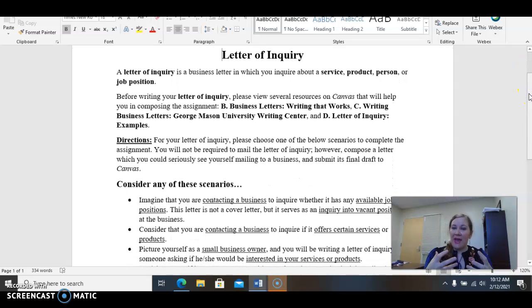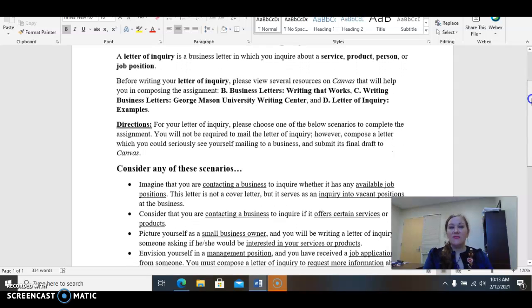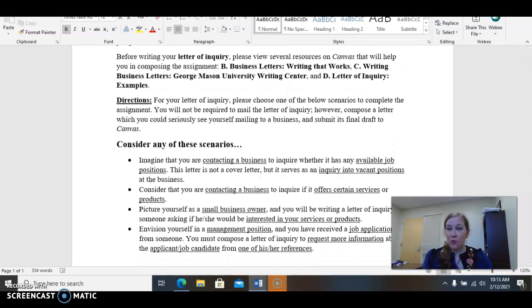Again, in many ways, a letter of inquiry is a business letter where you're going to be inquiring to someone, maybe an individual, or it may be someone that's representing a business or a corporation, and you are inquiring or asking about a service, product, person, or even job position. Now, as far as what you're going to be doing, you are going to be typing a business letter, which in this case will be a letter of inquiry, in either Microsoft Word, Microsoft 365, or in Google Docs.